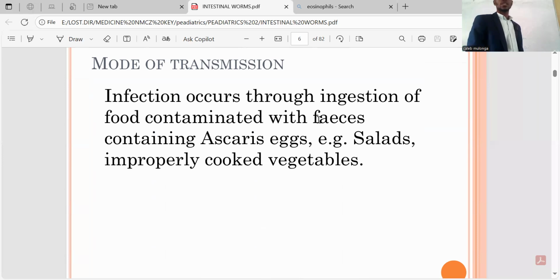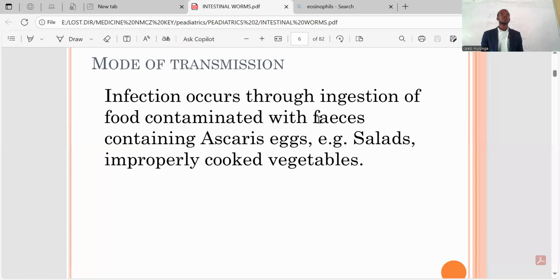Mode of transmission. Let us look at the mode of transmission. How is this infection, or how are these worms, transferred from one person to another, or from the soil into the person? How does a person acquire these worms? Can I see hands? How can these worms be transferred from the soil to the human being? How can they be transferred?